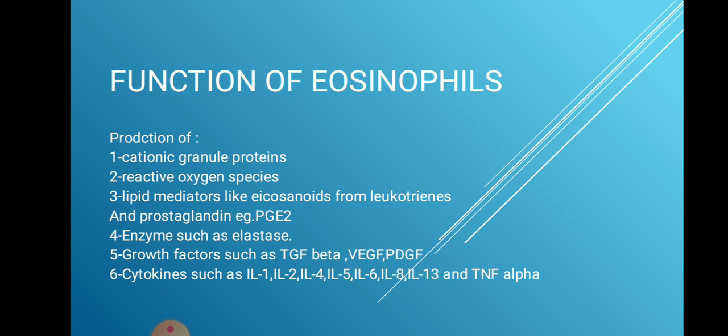Function of eosinophils. They play an important role in the production of cationic granule proteins, reactive oxygen species, lipid mediators like eicosanoids from leukotrienes and prostaglandins, enzymes such as elastase, growth factors such as transforming growth factor beta, and cytokines such as interleukin 1, 2, interleukin 4, interleukin 5, 6, 8, interleukin 13 and TNF alpha.